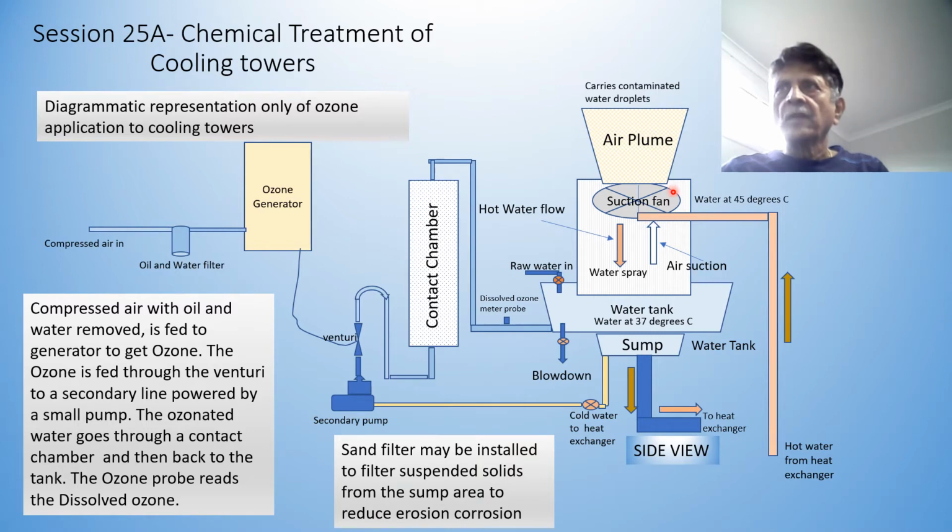Now, when the suction fan goes on, the air that is sucked from the sides of the tower will also cool the falling water spray, and some of the moisture or atomized water can be drawn out into the air plume which goes out of the tower.